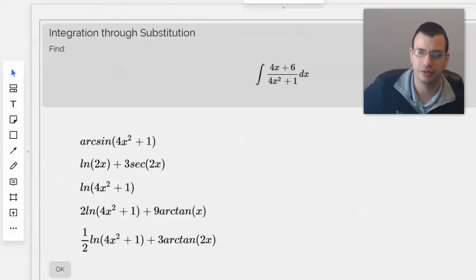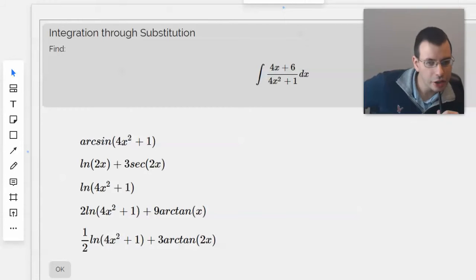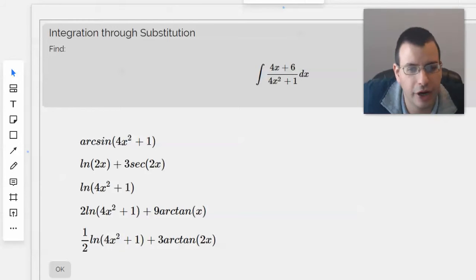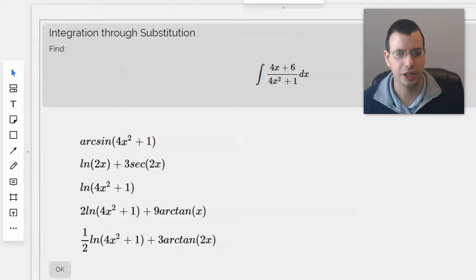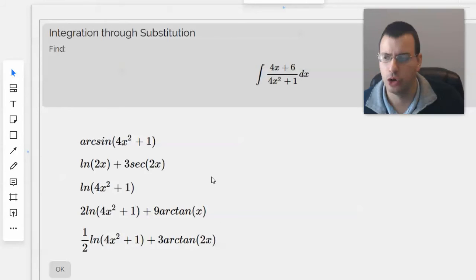Integration through substitution. Find the integral of the quantity 4x plus 6 over 4x squared plus 1. Okay, we can do this.